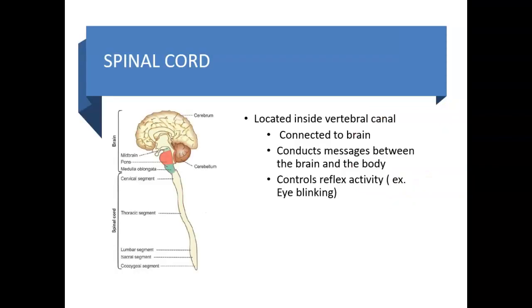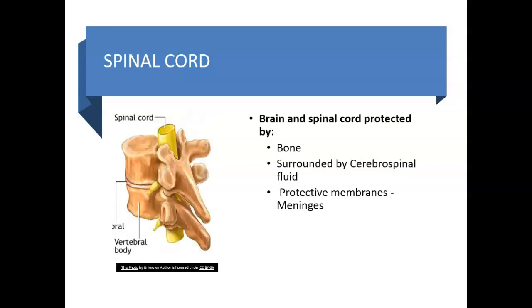Spinal cord is located inside the vertebral canal. It is connected to the brain. It conducts messages between the brain and the body, and it controls reflex activities such as eye blinking. The brain and the spinal cord are protected by bone, and they are surrounded by cerebrospinal fluid and protected by membranes called meninges. So you can see that spinal cord runs in between the two different parts of the vertebrae.